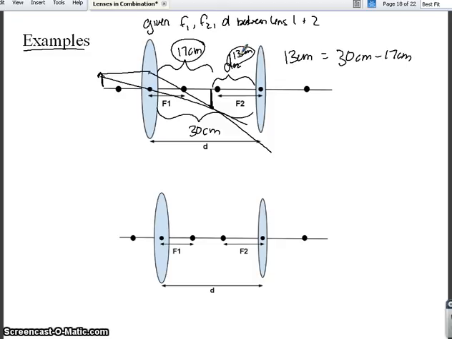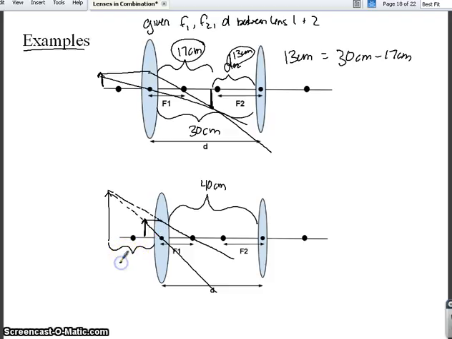Let's say, for example, the image is within the focus. So it's within the focus on the first lens, and that means we're going to have a virtual image back here. So once again, let's say this is 40 centimeters this time, and let's say the image distance here is 15 centimeters away.